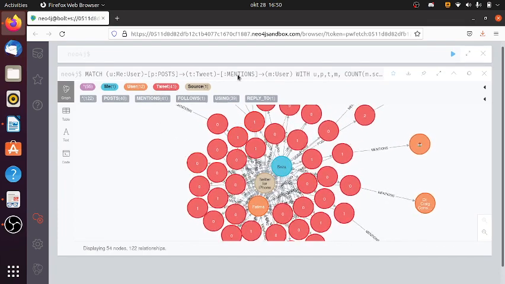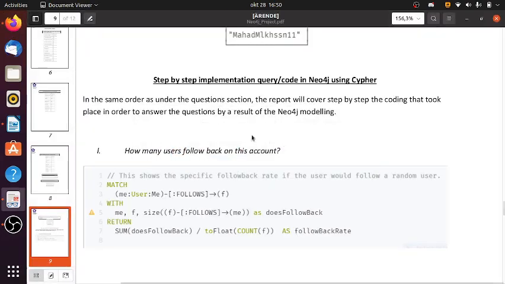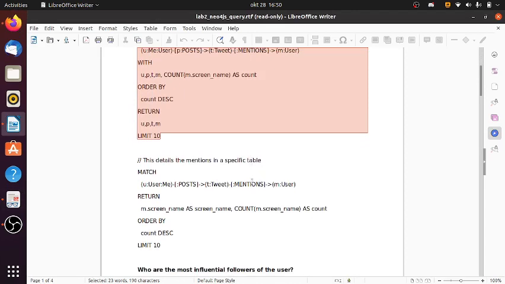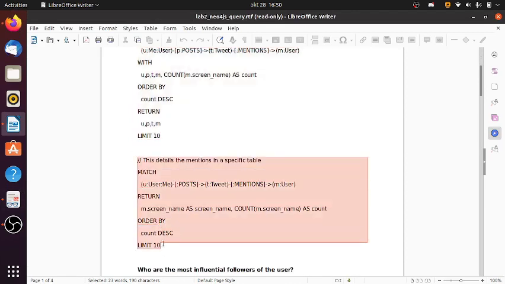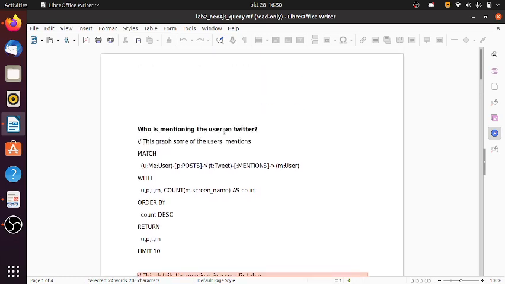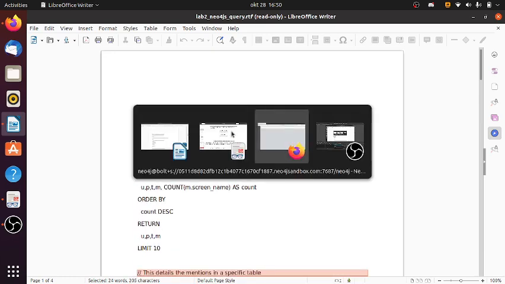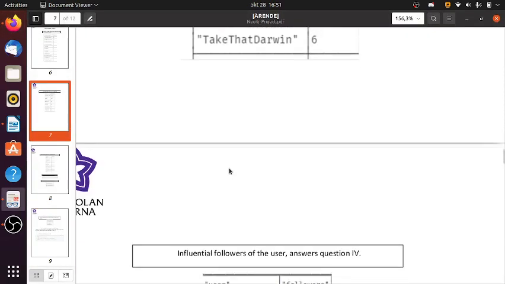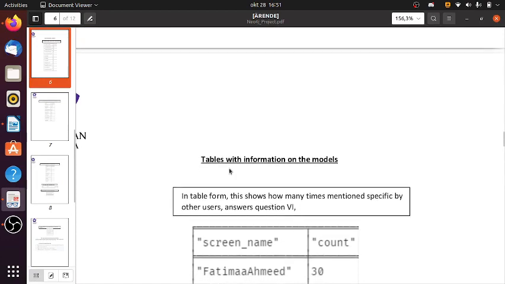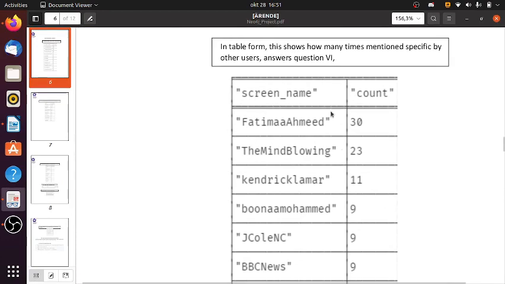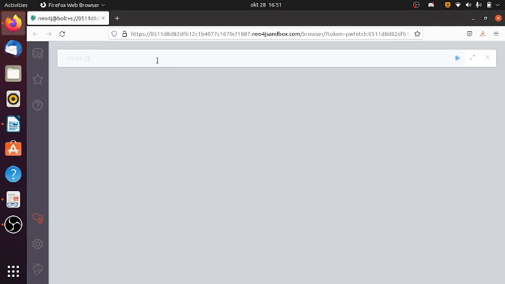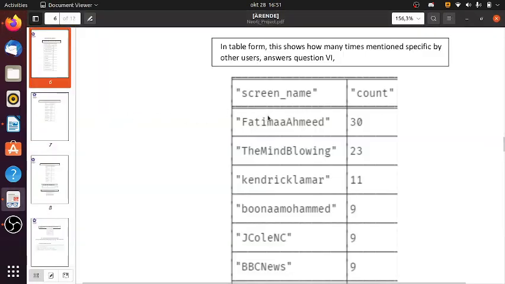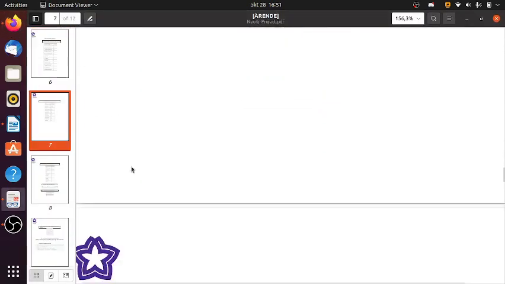Then to go back to the next question, this shows the same as the previous question, who's mentioned the user on Twitter, and this shows in table format. We can see that this is the same, shown by count, the first user mentioned me 30 times. So if we run it, we can see that.